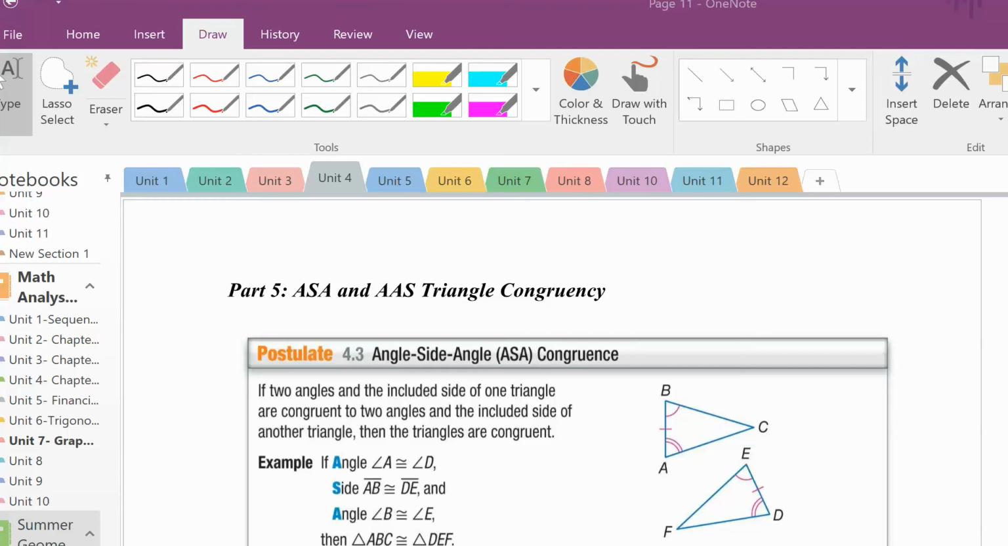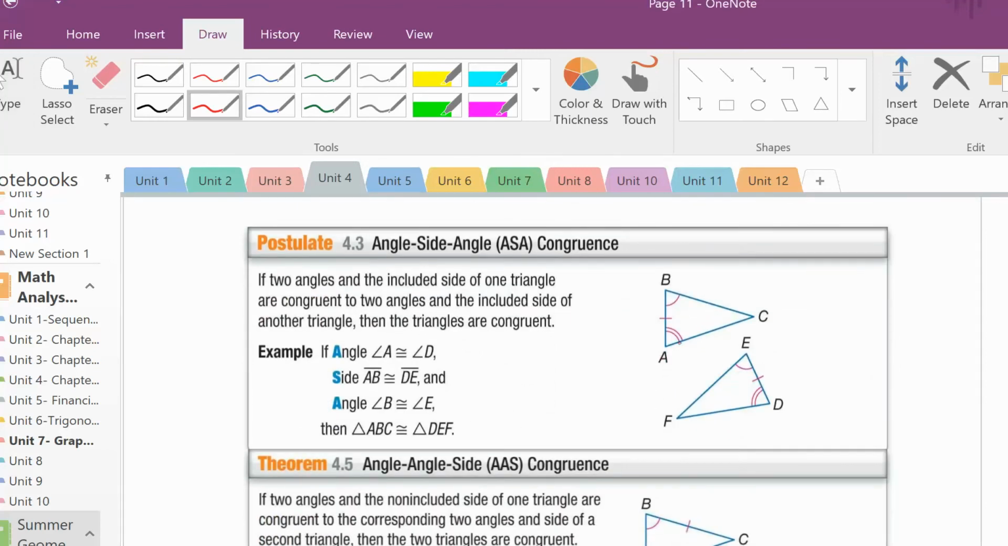All right, last time in part 4, we talked about side, side, side, and side, angle, side congruence. We're going to add two more to the toolbox, and those are angle, side, angle, and angle, angle, side. First, angle, side, angle, that's when you have two angles and the included side. You know how in side, angle, side, the angle was the included angle. It was between the two sides. In angle, side, angle, the side is now between the two angles. It is the included side.